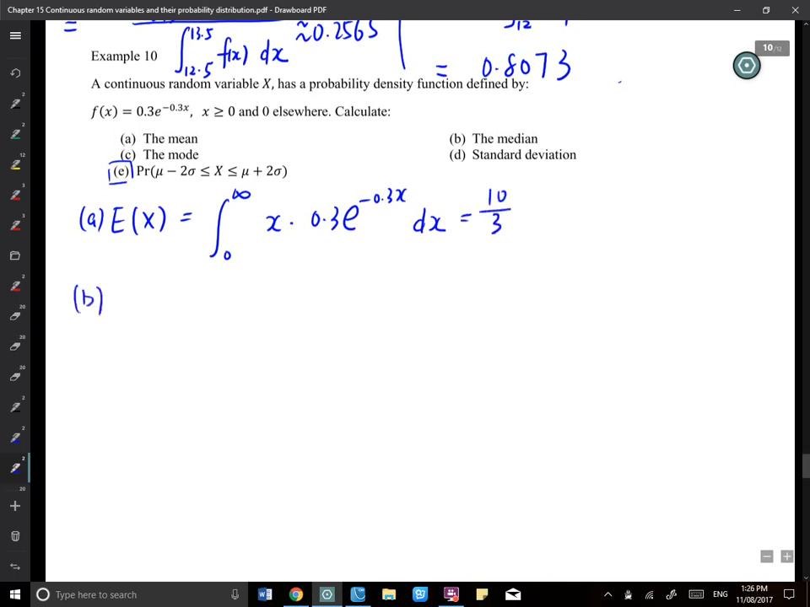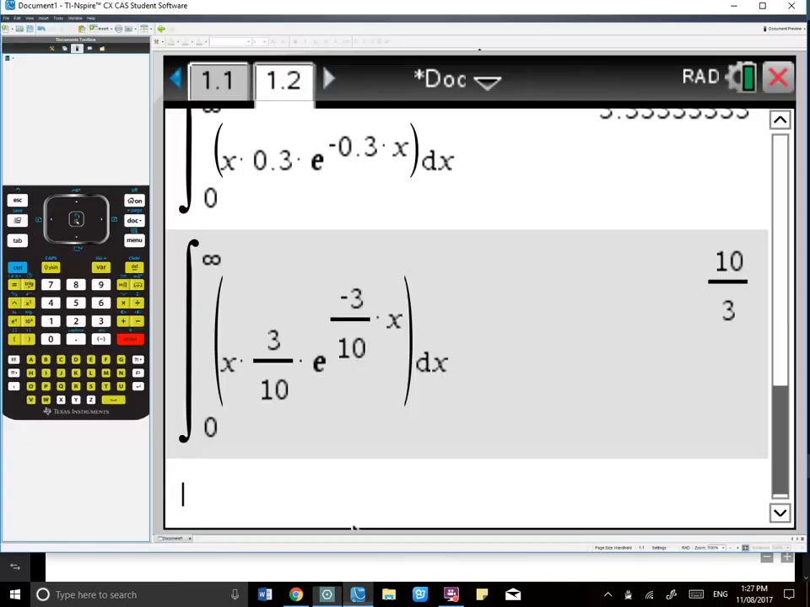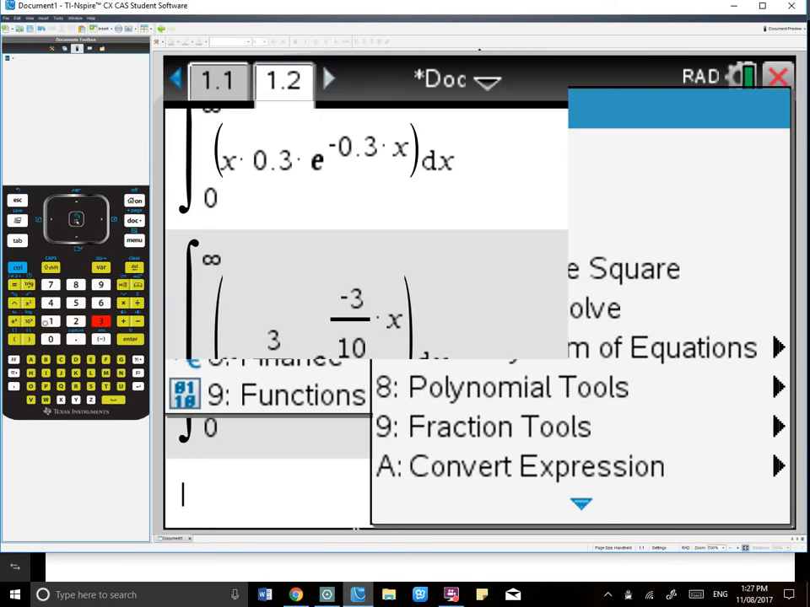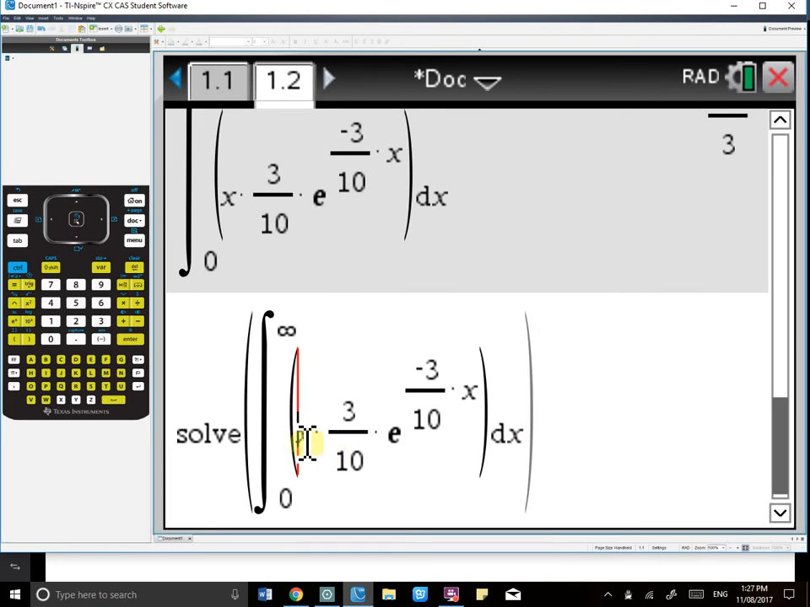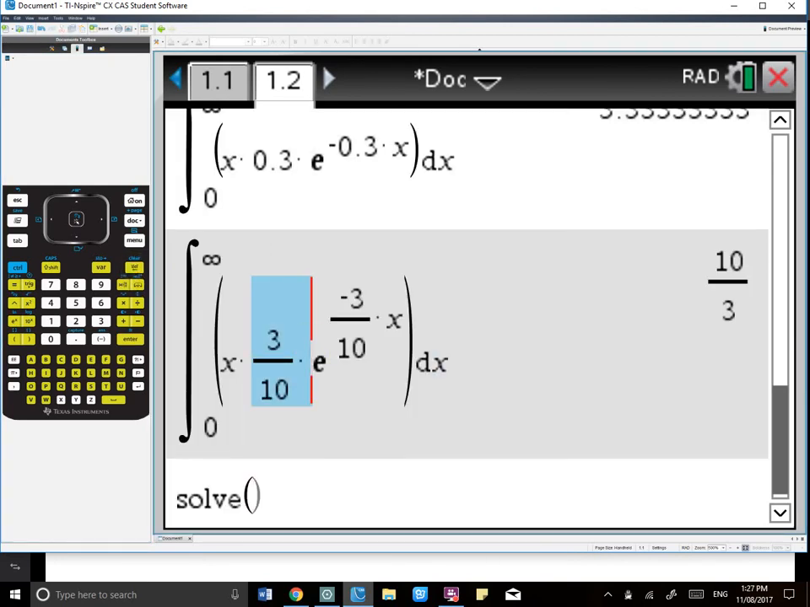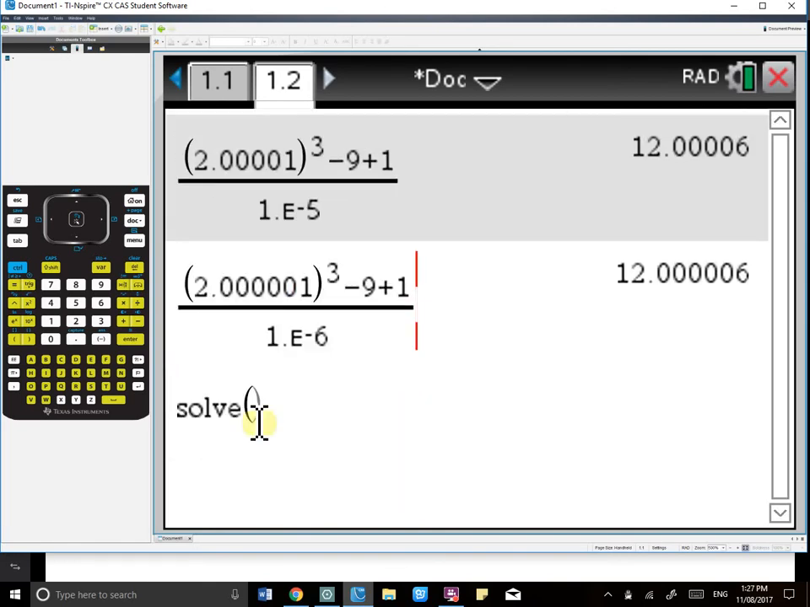B is calculate the median. So the median will be 0.5 equals the integral from 0 to the median of 0.3e negative 0.3x dx. You solve for that. There's no x in the front. That's just calculating the area under the curve. So 0.5 equals, well, I'm not going to solve it by hand. It's too hard. Just copy that down.